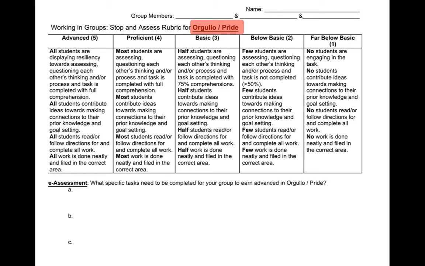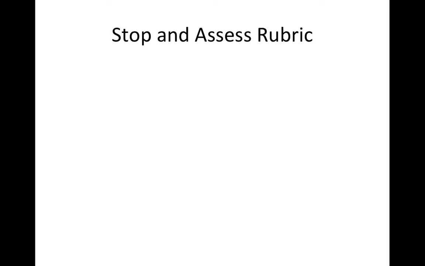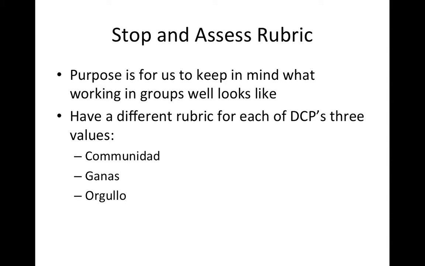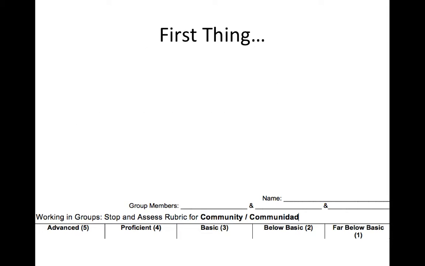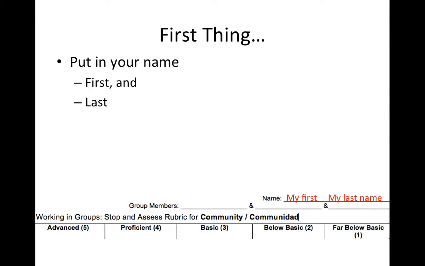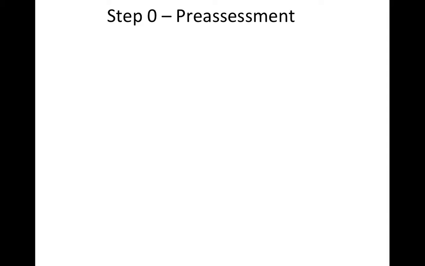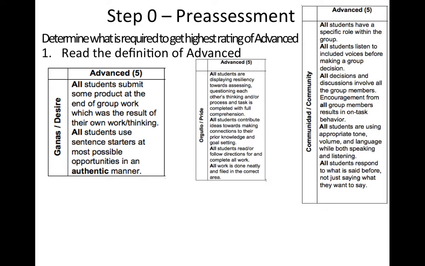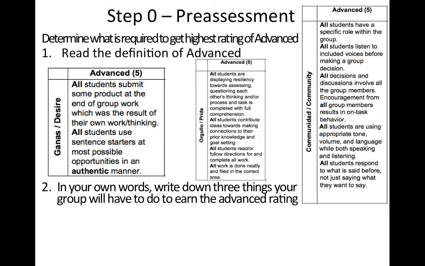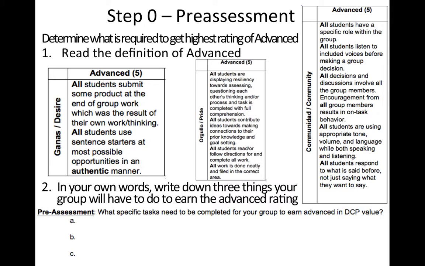What happens is I give them this rubric. There's the first page, there's the second page, and then we go through this. We have 1 for each of the values. They need to put on their name and the names of their group partners. And then we're going to do the pre-assessment. This is what I was just talking about. So here are the 3 different advanced levels for the 3 different values. They need to read through these, and then prior to starting to work, they need to write down what it is that they would need to do to reach these values.